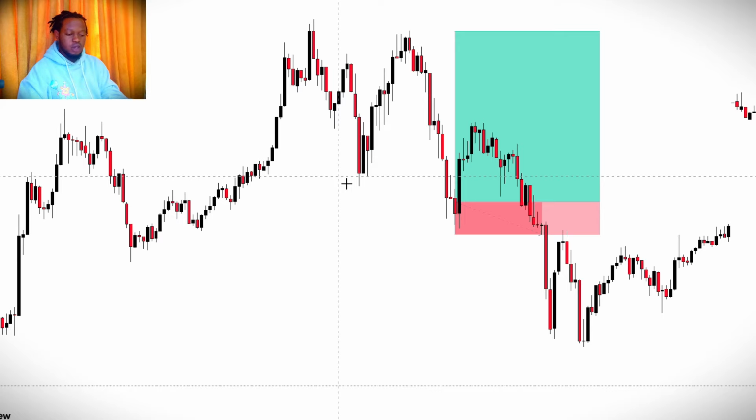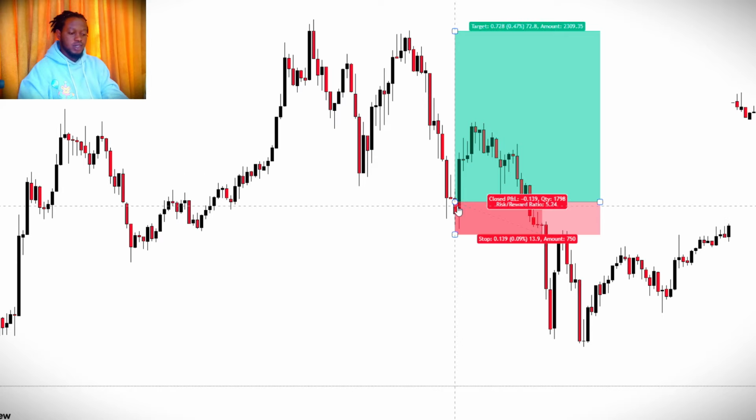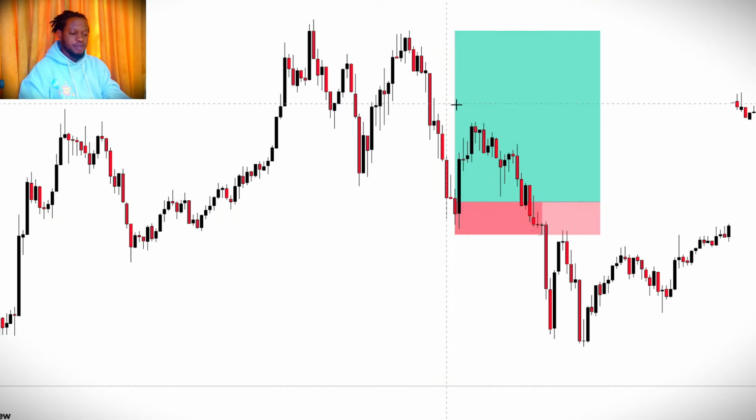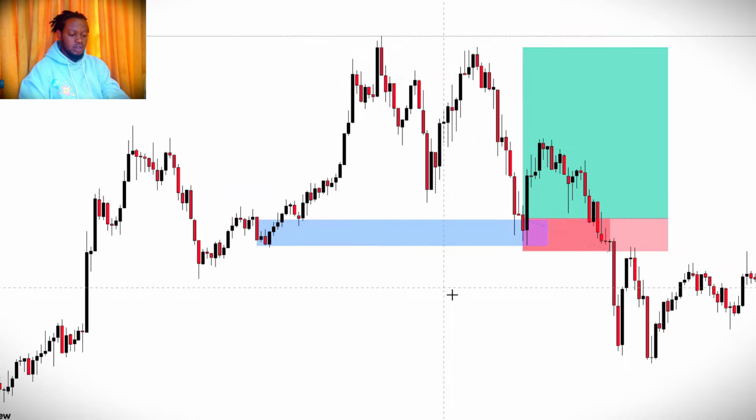A lot of retail traders will try to place their buy order from this point. Why are they buying from this point? They're buying from this point because there's a demand zone right at this point. Now, how is this a valid demand zone? It is a valid demand zone because it is leading to a break of structure at this point.